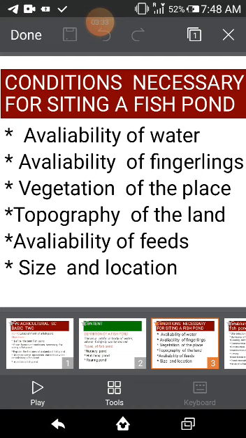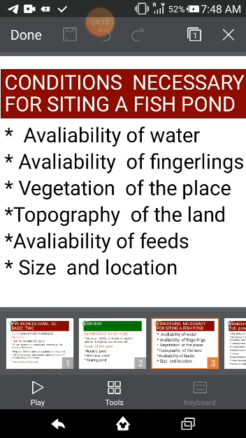3. Vegetation of the place. Light vegetation is ideal, preferably grassland. This will be easy to clear, stump, and evacuate before siting a fish pond. 4. The topography of the land. The land must be flat, but must allow the gentle flow of water from the high region to the lower region. The area must not be flooding, but if flooding, then construct embankments and other barriers early enough.